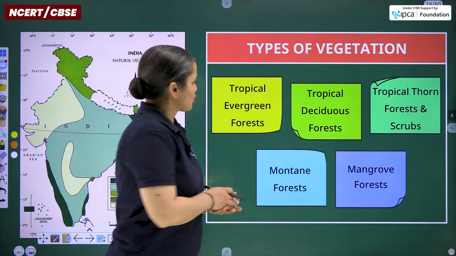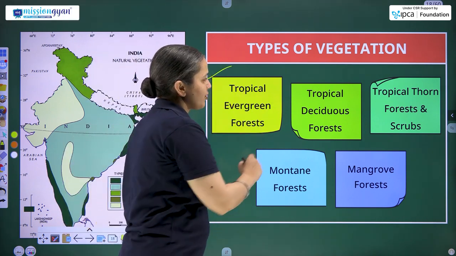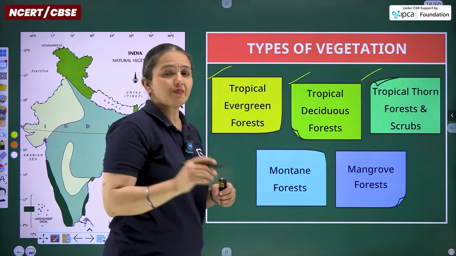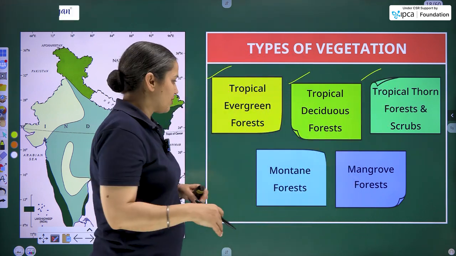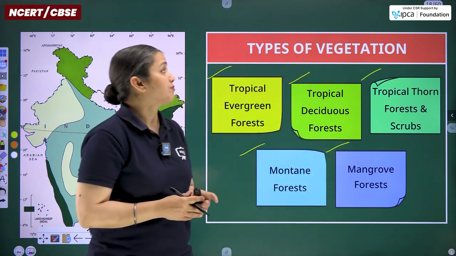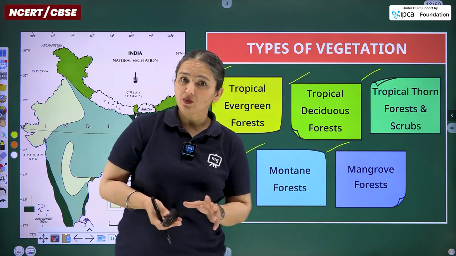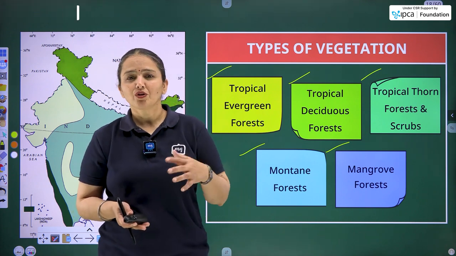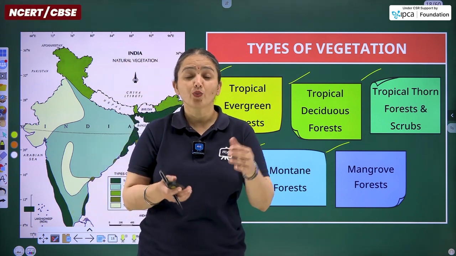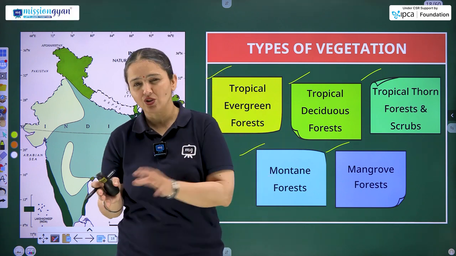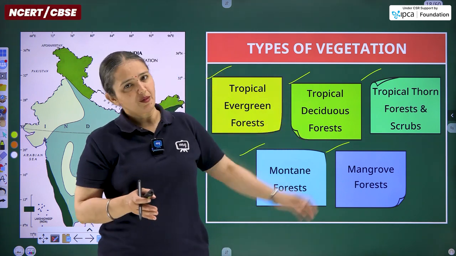So types of vegetation: tropical evergreen forest, tropical deciduous forest, tropical thorn forest and scrubs, also known as thorn and scrub forest, montane forest and mangrove forest. So in the types of vegetation, we are particularly going to talk about the forest only. We are not going to talk about the agricultural part, or learn the differentiation between natural vegetation or vegetation. So simple things, just the types of forest.